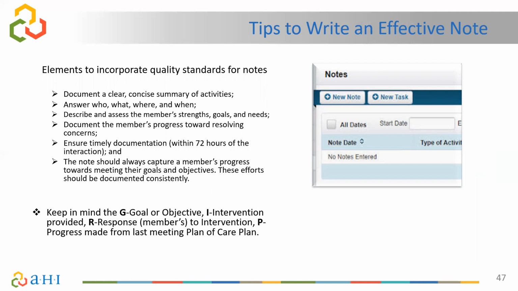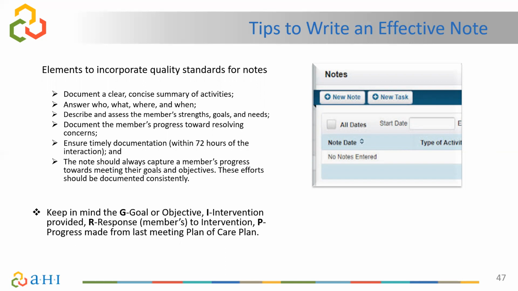Now we're going to get to the care manager note, writing a note. I want to talk about tips to write an effective note. When we go to the notes tab in the electronic health record, care manager, on that smart care manager, there are different elements that we want to incorporate when we're writing notes, quality standards, if you will. We want to make sure they're a clear, concise summary of the activities. We want to answer the questions of who, what, where, and when.